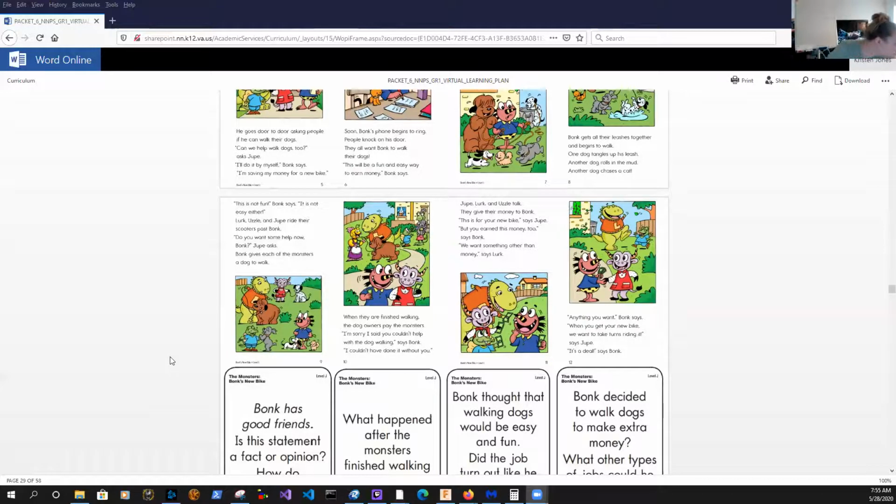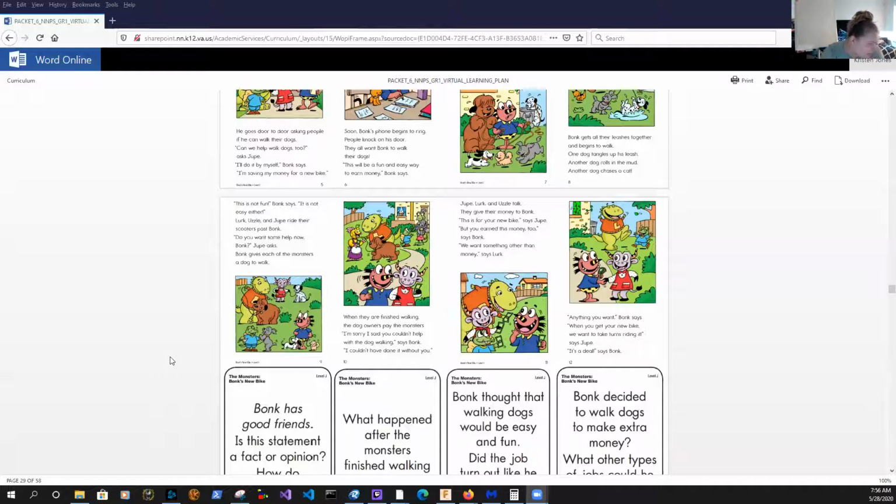Lurk, Oozle, and Jupe ride their scooters past Bonk. "Do you want some help now, Bonk?" Jupe asks. Bonk gives each of the monsters a dog to walk. When they are finished walking, the dog owners pay the monsters.